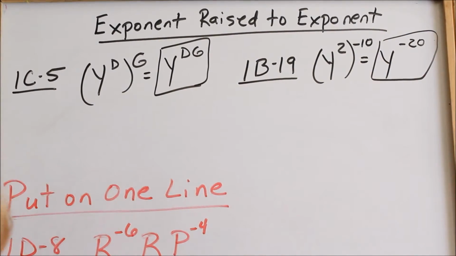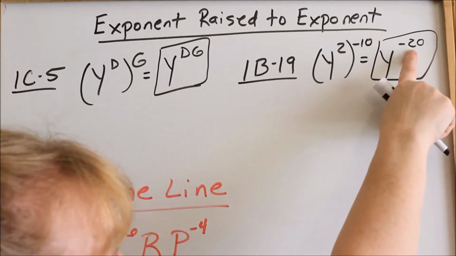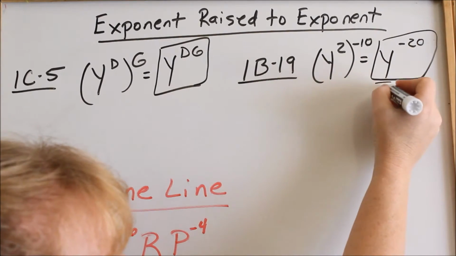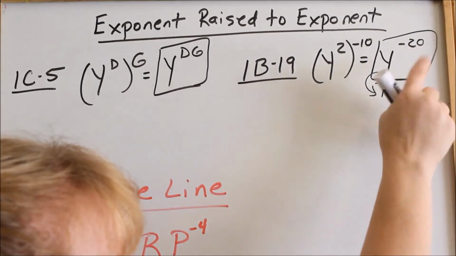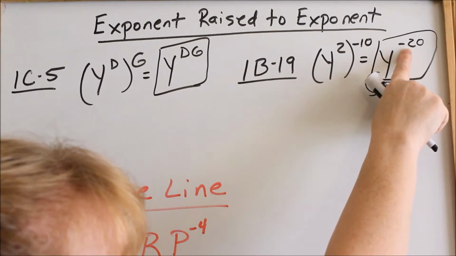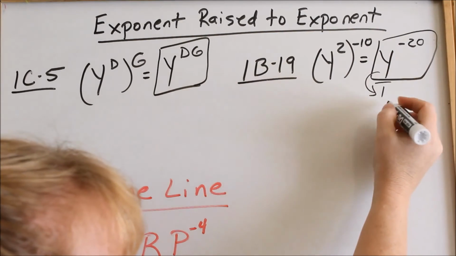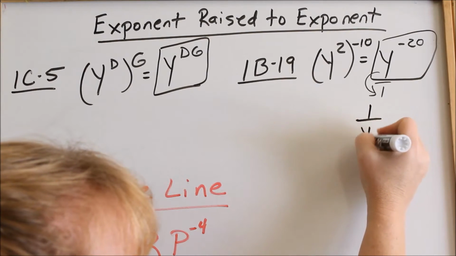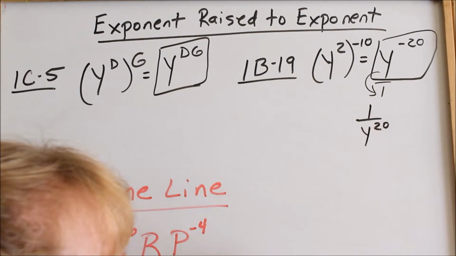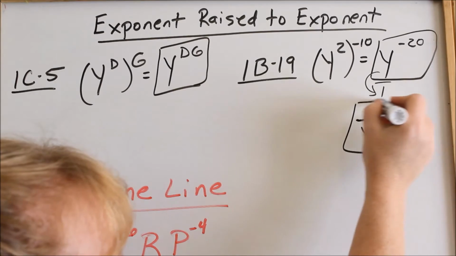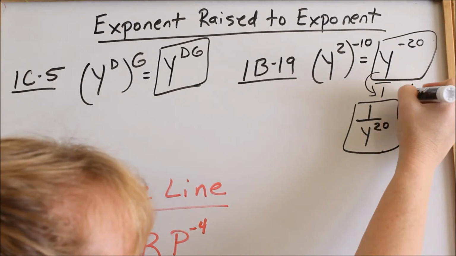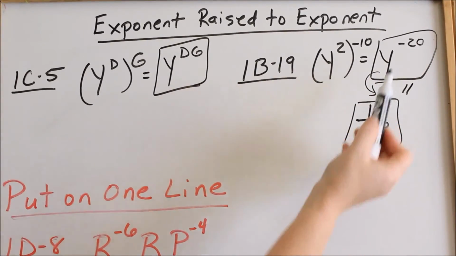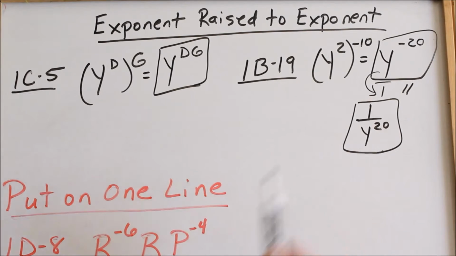If they say they want you to put it with a positive exponent, then you put the y over 1, you change the place of the base. Remember, a negative exponent implies a fraction. That is also the same as 1 over y to the 20th. So y to the negative 20th and 1 over y to the 20th, these two things are equal.